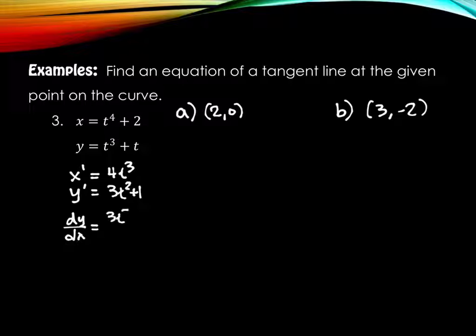3t squared plus 1 over 4t. Okay, everybody good so far? So I want to find a slope. Well, actually, I want to find a tangent line to my curve at this particular point, but I only have the slope in terms of t. Are you with me?